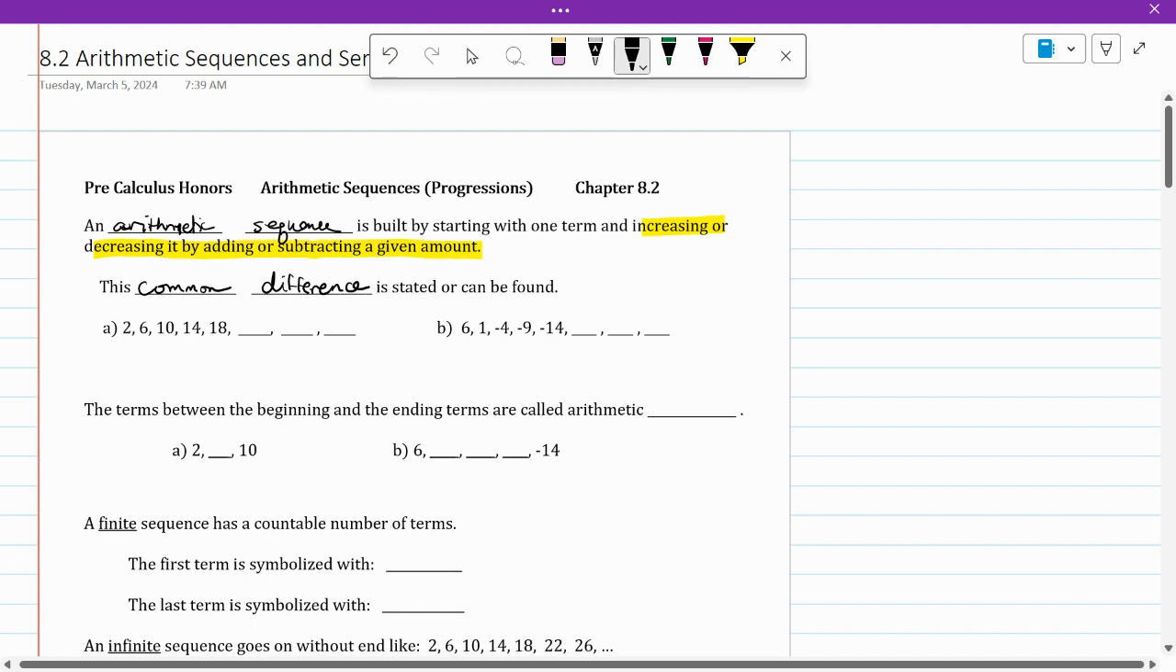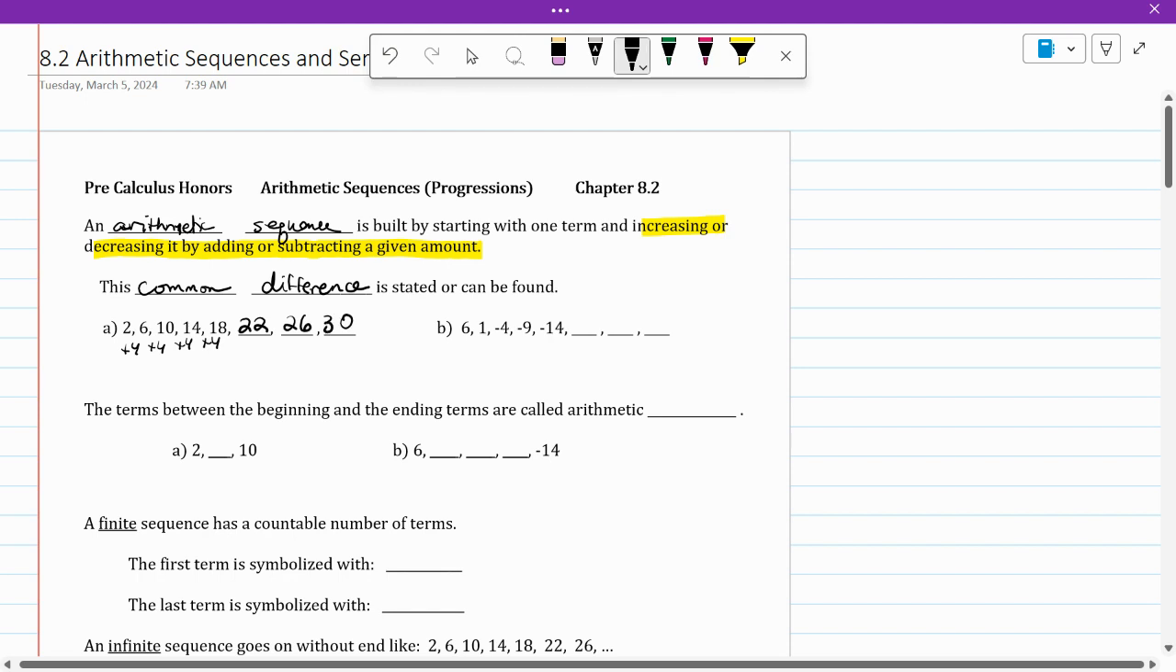So if we look at this first example, I want you to notice 2 and then 6 and then 10 and then 14 and then 18. Notice it's going up by 4 each time. So that common difference, plus 4, plus 4, plus 4, and plus 4, the common difference is 4. To get the next term, just add 4: 22, and then 26, and then 30.